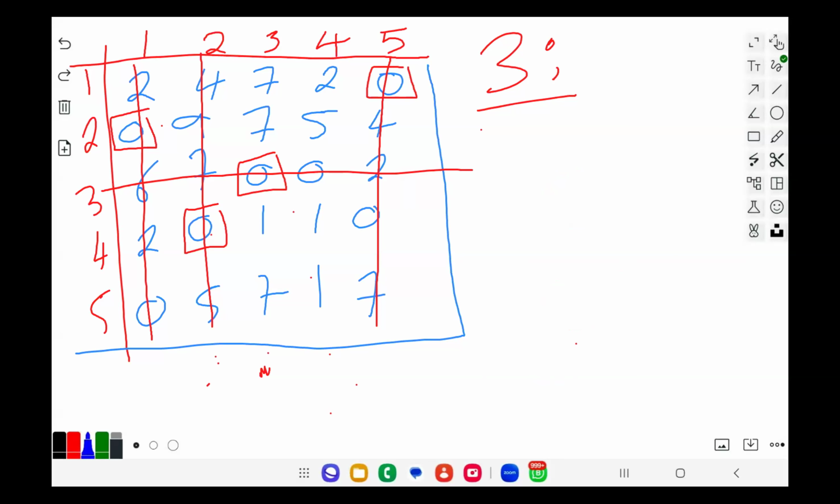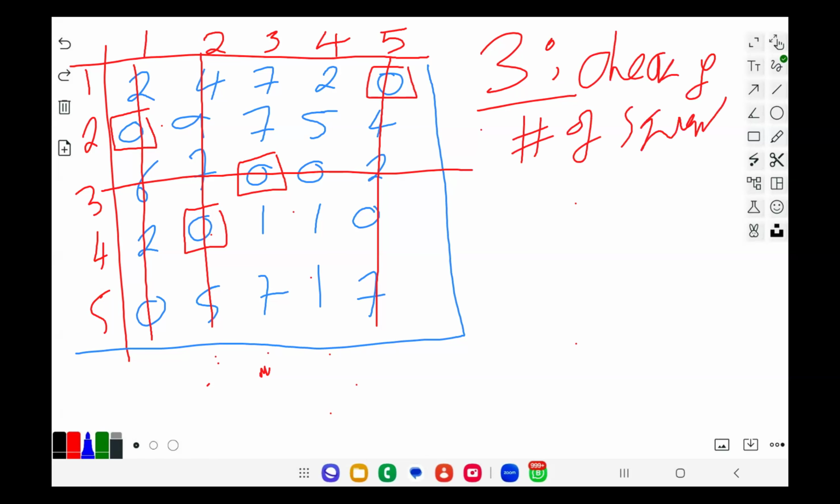Now, when you get to the third step, you check if the number of the squares that you have drawn are equal to the number of rows. Write down that instruction. Check if the number of squares are equal to the number of rows.